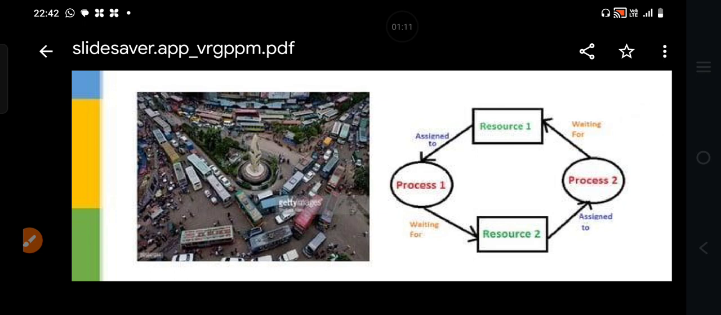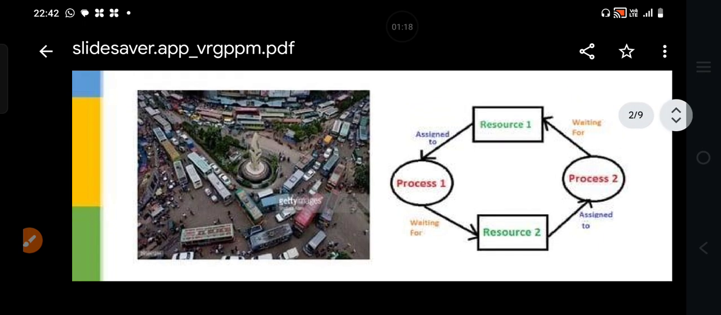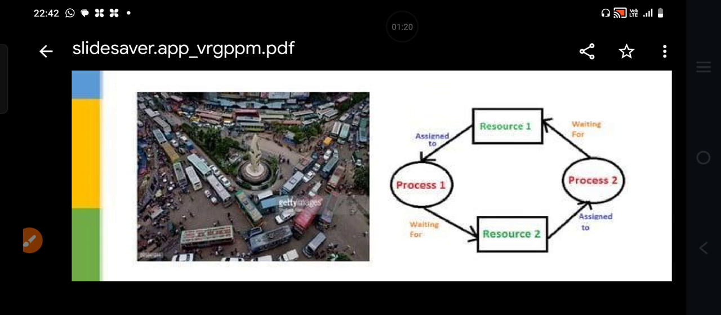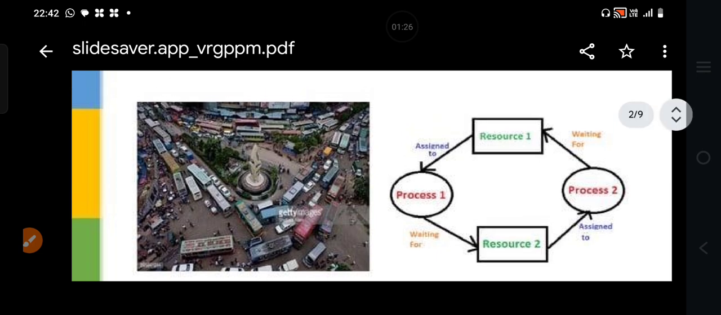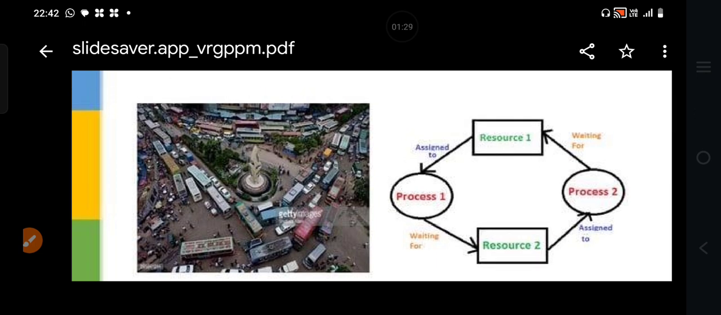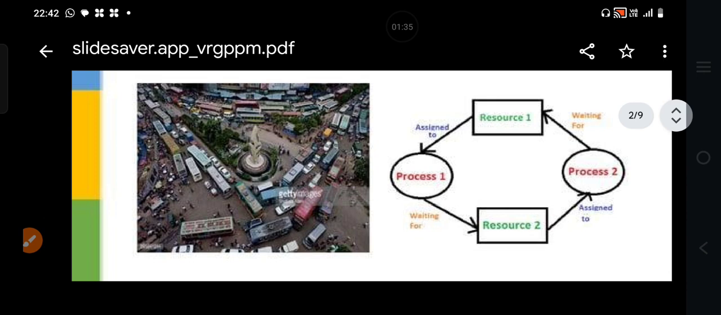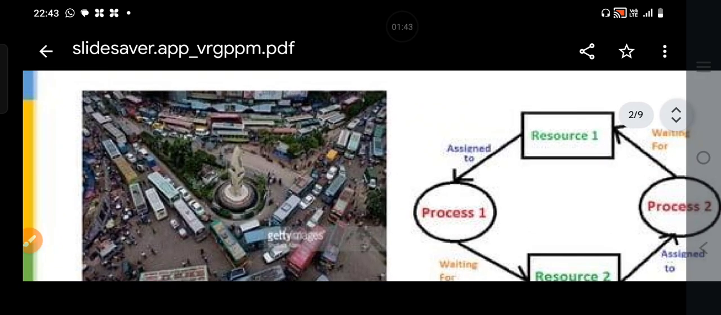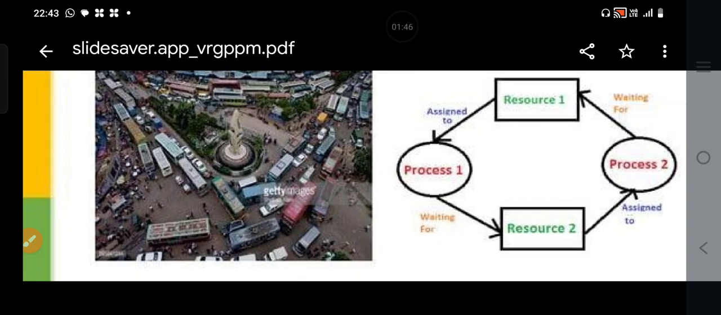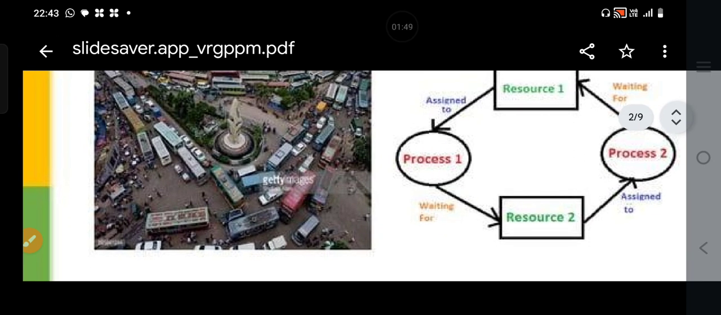So the P1 process has already acquired R1 and puts a request for R2, while the P2 process has acquired R2 and puts a request for R1. Each and every process is holding some resources and waiting for another resource, and none will voluntarily release the resources it holds. So this is called a deadlock situation. Deadlock is a condition.